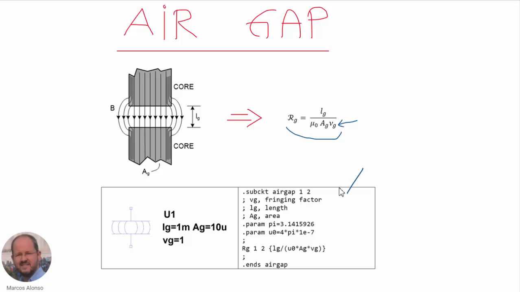and it can be used to better model the behavior of the air gap. Here we are showing the modeling of this air gap in LTspice. Here we can see the symbol and the parameters that we are going to have for this element, and just as we can see, we are modeling it with a resistance with a constant value given by this expression.